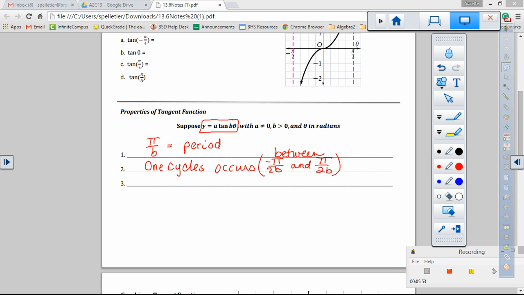And then there are vertical asymptotes at each end of the cycle. Okay. So there are our properties of functions. Now we're just going to practice graphing a few.